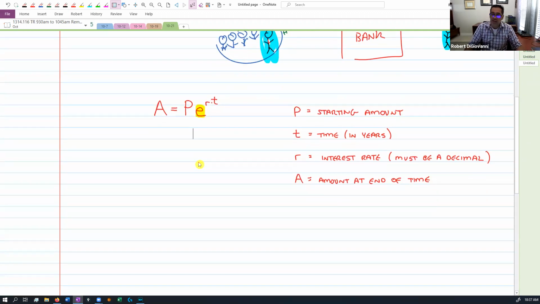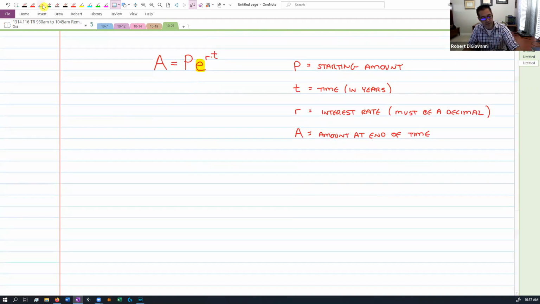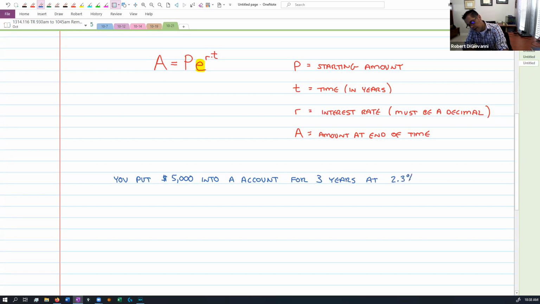All right, so let's just do an example. Let's see how this works. Let's say you put $5,000 into an account for 3 years at 2.3% interest. How much is there after the 3 years?